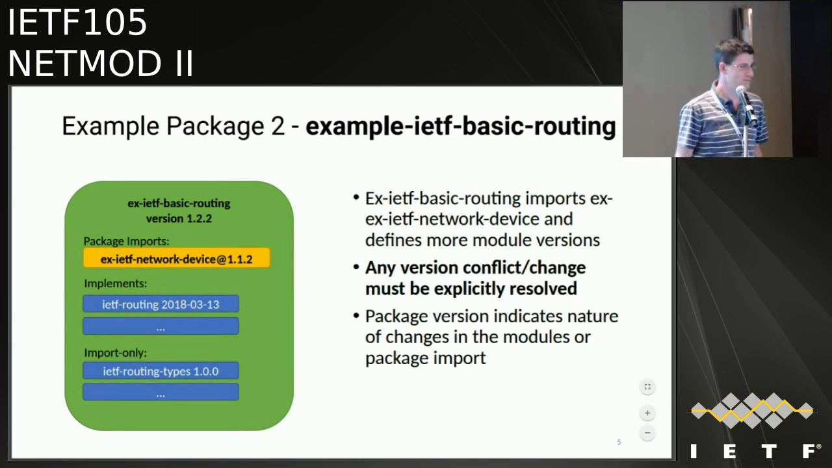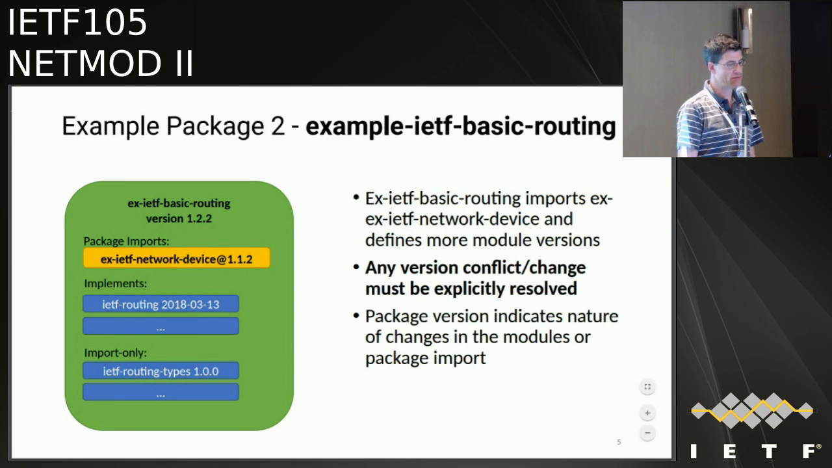There's only one more slide. This is another example package, an example IETF basic routing package, and this one is importing from network device 1.1.2. It lists the extra modules that are implemented as part of that, and extra imports on top of that. As I said before, any version conflict or change must be explicitly resolved. That's one thing that's critical here: for a given package definition, the list of modules that it's using is exactly and tightly defined. Those are the specific versions.